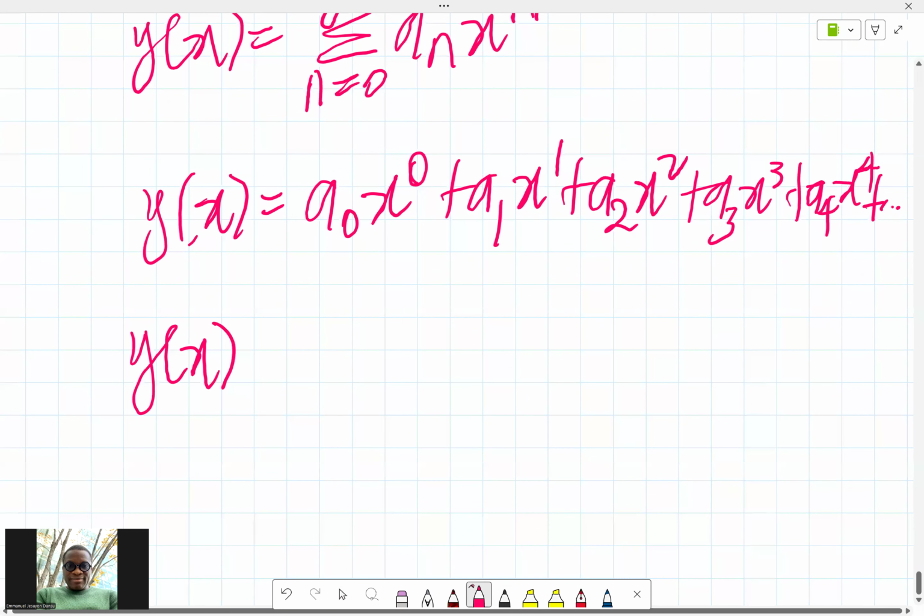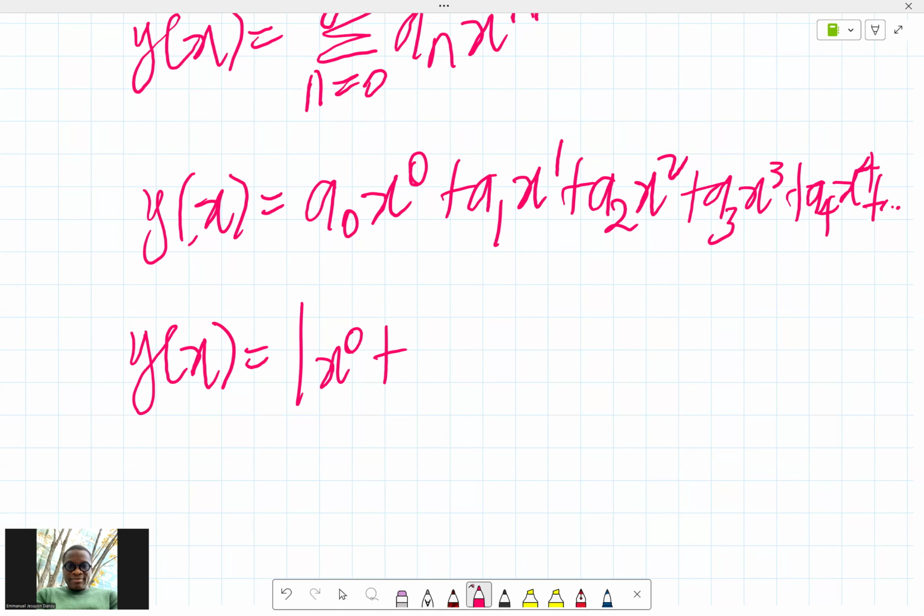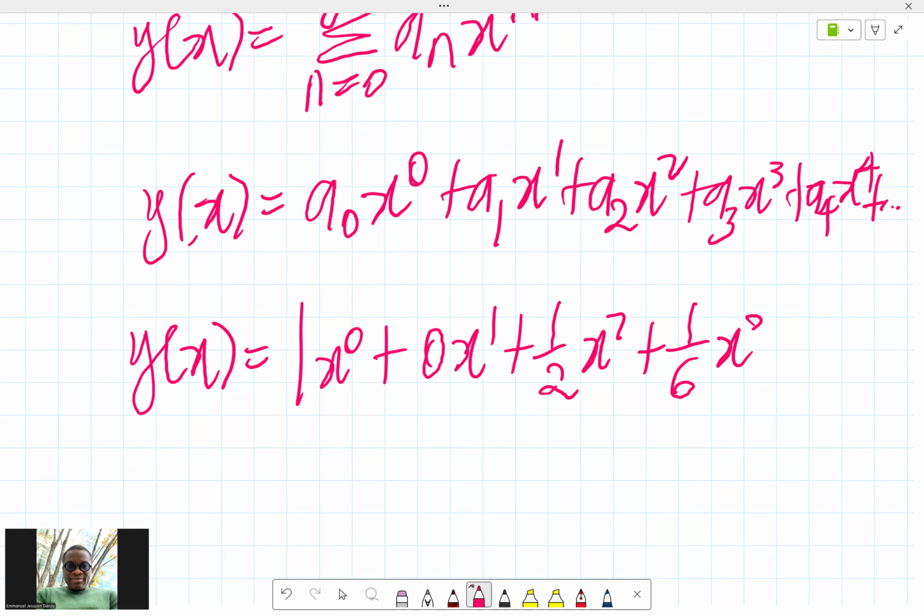So y of x is equal to a naught. We took a naught to be 1. x raised to power 0 is also 1. A1, we took it to be 0, and we have x raised to power 1 plus A2, I think that was half x squared, plus A3, that was 1 over 6 x cubed. A4, that was 1 over 12 x raised to power 4, plus all of this.